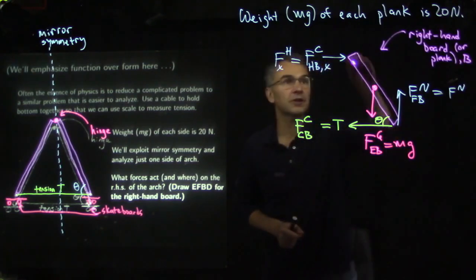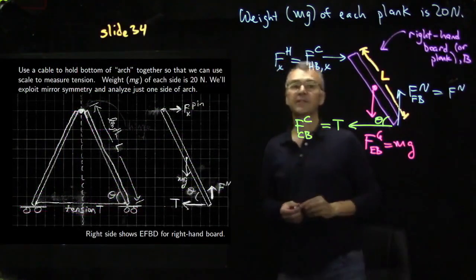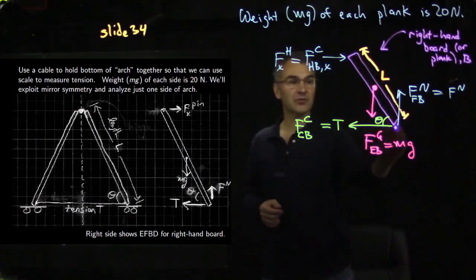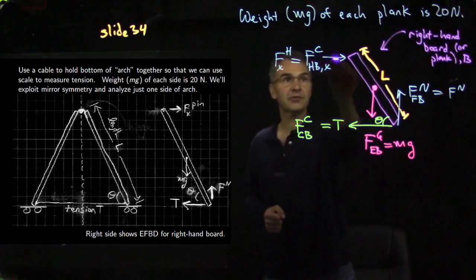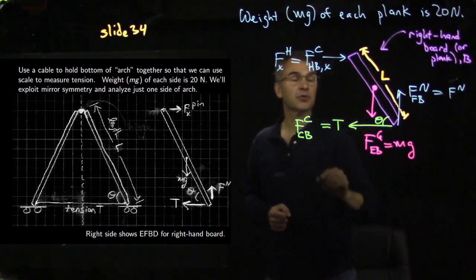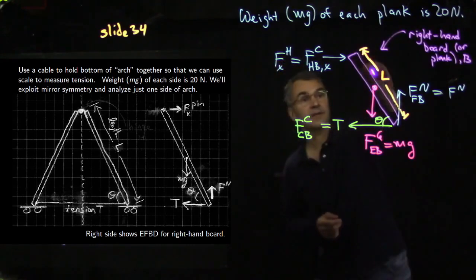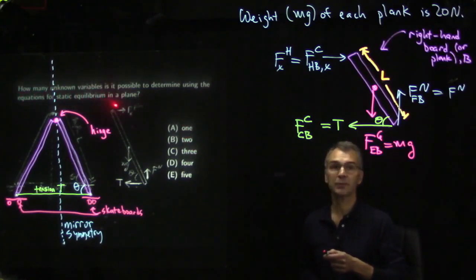Then in order to draw torques, we will need to figure out dimensions. So let's call the length of this board L. We can compare with the extended free body diagram I already drew on slide 34. I think it has the same features. Tension acting to the left at the bottom corner of the board, normal force acting upward at that same bottom corner of the board, the horizontal force exerted by the hinge, also known as the pin, at the upper corner of the board, and then gravity acting directly downward at the center of mass, also known as center of gravity, of the board, and then the length L of the board. How many unknown variables is it possible to determine using the equations for static equilibrium in a plane?